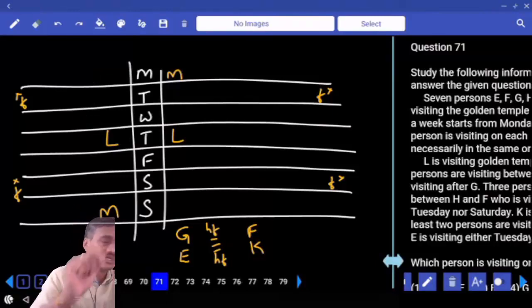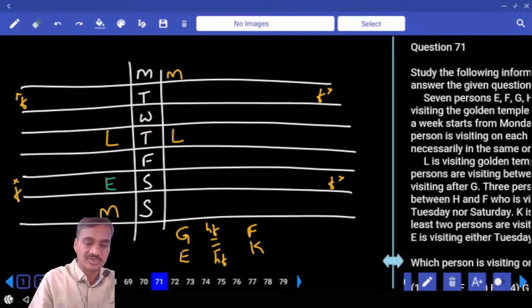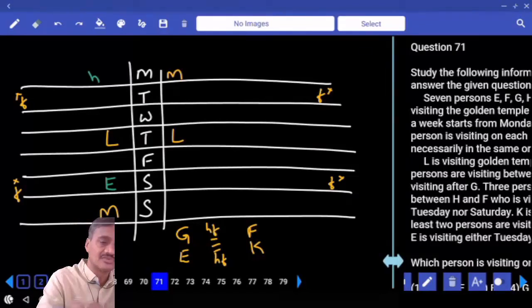Now, as E cannot be on Tuesday, what is the other possibility we have? E must be on Saturday. Now, if E is on Saturday, G must be before this one. Between H and F, we need to have exactly three people. Hence, if H is here, 1, 2, 3, F will be here. Now, we cannot have F at this place. Why? Because if F is here, K must be after this F, which is not possible.